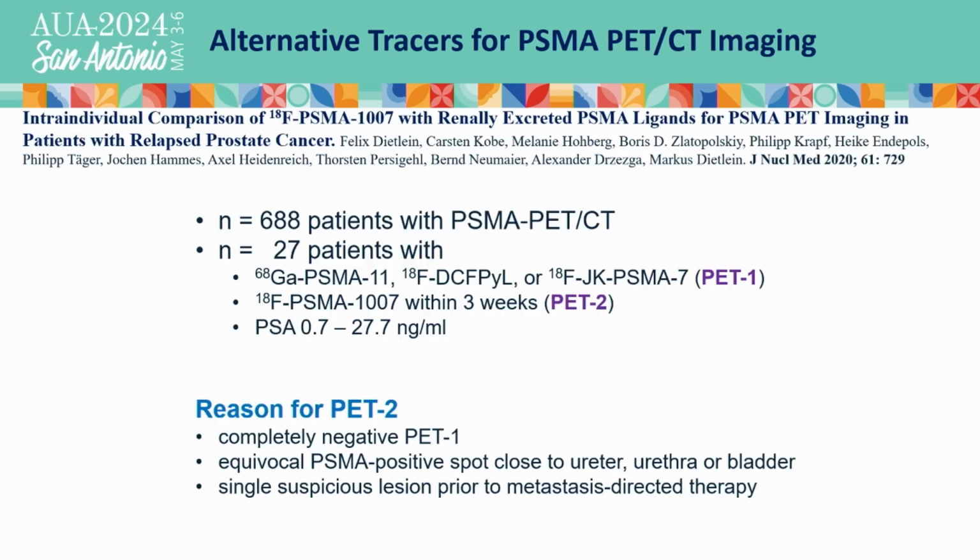We have done such a study in close to 700 patients who have received a PSMA PET scan with the typical tracer, so it could be a gallium tracer, it could be F18 in different scenarios. And we identified 27 patients who had a completely negative PET CT scan by using one of the traditional markers, or patients who had equivocal PSMA positive spots which could resemble both benign disease and metastatic disease, false positive, false negative disease. And we repeated the PSMA PET scan with this F18 1007 tracer.